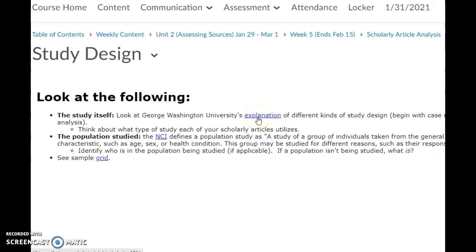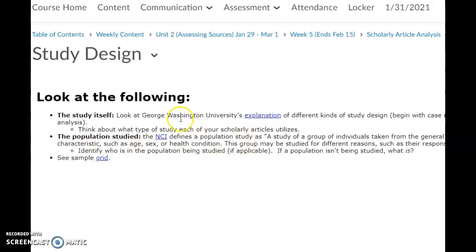So one of the things I'll ask you is, what kind of a study is it? And you might be able to say it's a meta study, or it's a randomly controlled trial. Okay, there's lots of different kinds of studies. George Washington goes into these, talks about strengths and weaknesses in both of them.